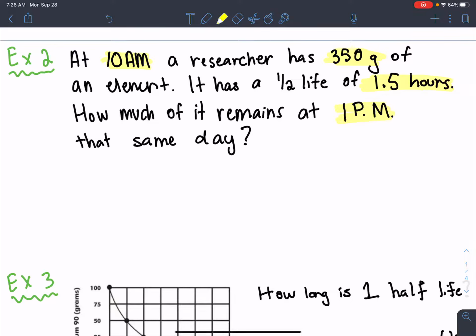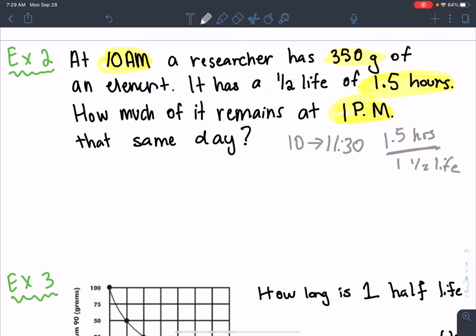So our first step for this problem is to figure out how many half-lives we're going to have to go through. So again, this 1.5 hours, that is what our half-life length is. And we're going to start at 10 and we're going to go until 1. So how I would figure this out to start is I would say if we start at 10, how long is it until we do our first half-life? So we have to go 1.5 hours to have 1 half-life. So if we start at 10 and we go to 11:30, that's 1.5 hours, right? So that's 1 half-life.